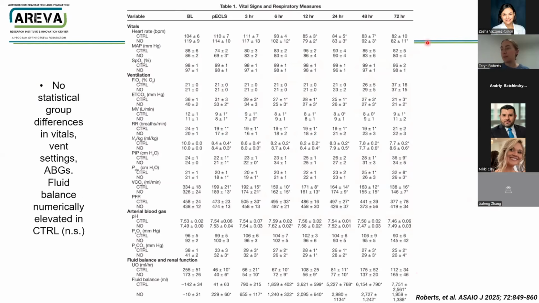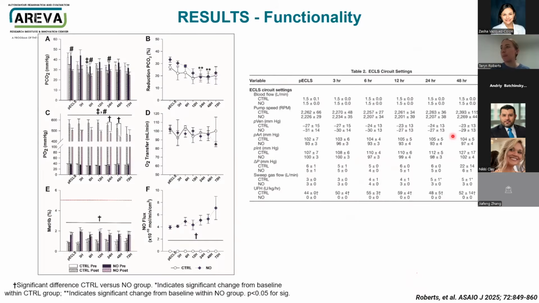We look at a lot of different vital signs, mechanical ventilator settings, blood gases, fluid balance, and don't see any difference between our groups. One thing that was interesting, though, is we do see a signal towards a much higher fluid balance in the control group versus the nitric oxide group, which is something that we think is interesting and should really be looked at more closely in the clinical sphere as well.